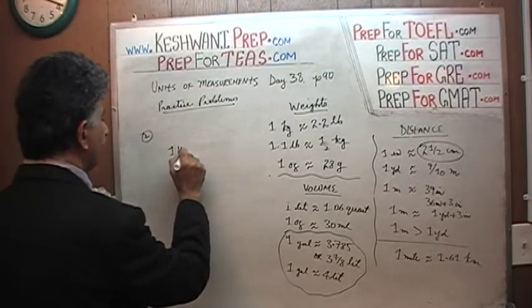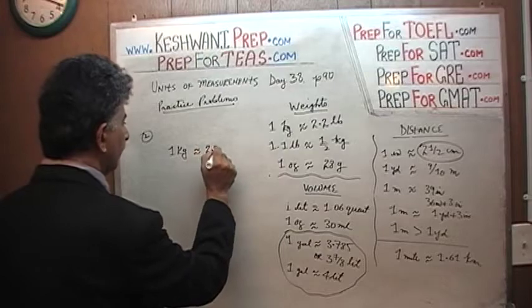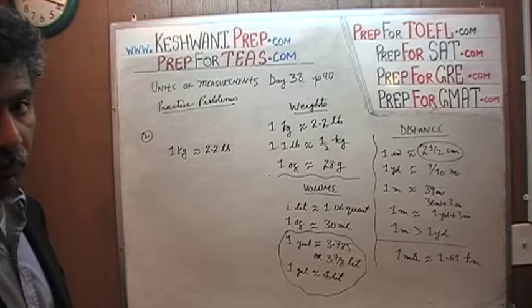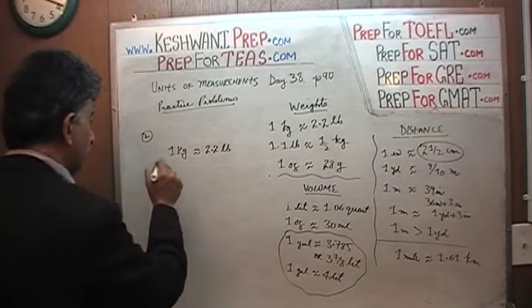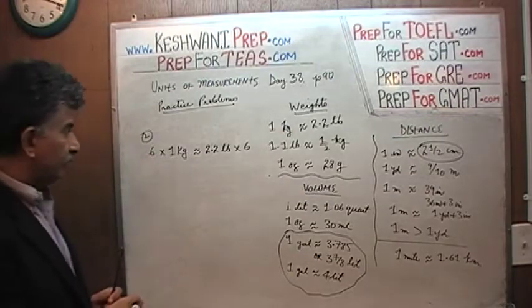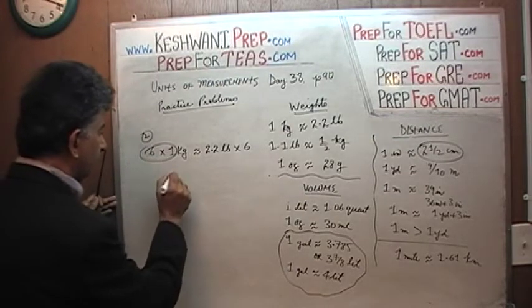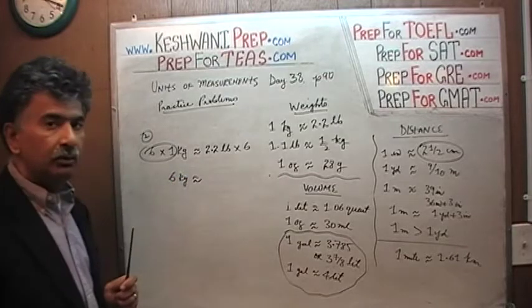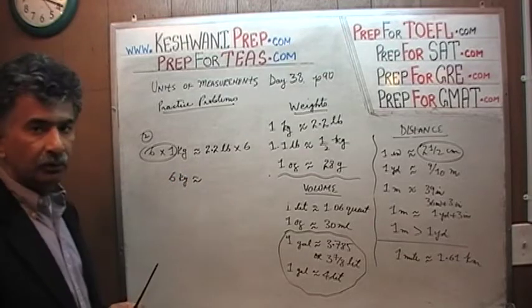One kilogram is approximately 2.2 pounds. Well, if 1 kilogram is approximately 2.2 pounds, and you want 6 kilograms, multiply both sides by 6, that's all. So here we go, 6 times 1 is 6 kilograms, and 6 kilograms is approximately 2.2 times 6.